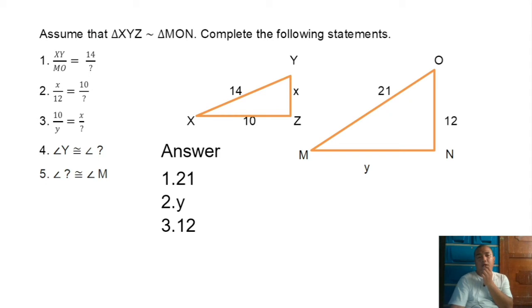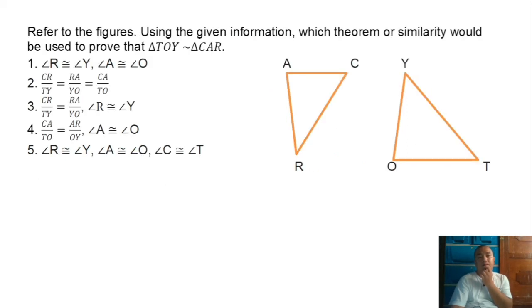How about this? Angle Y is congruent to angle O. Yes, correct. They're corresponding angles. Corresponding angles are congruent in two similar triangles. Angle blank is congruent to angle M. Angle X is the answer.